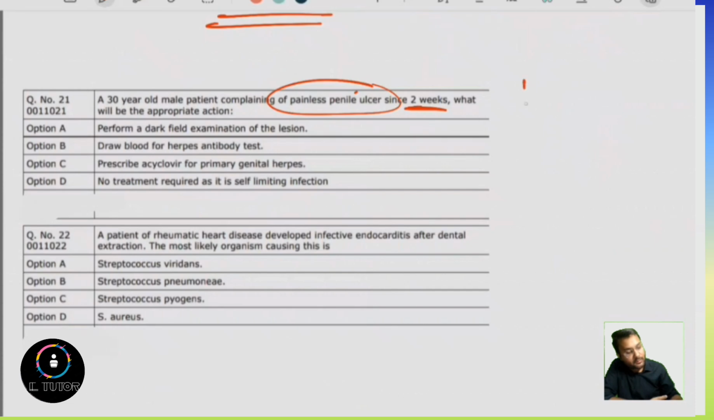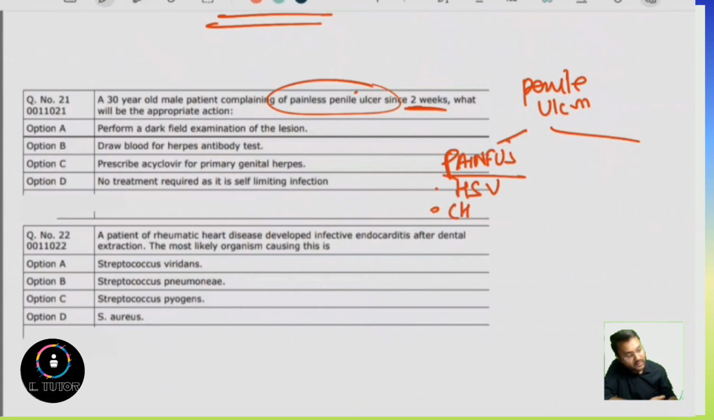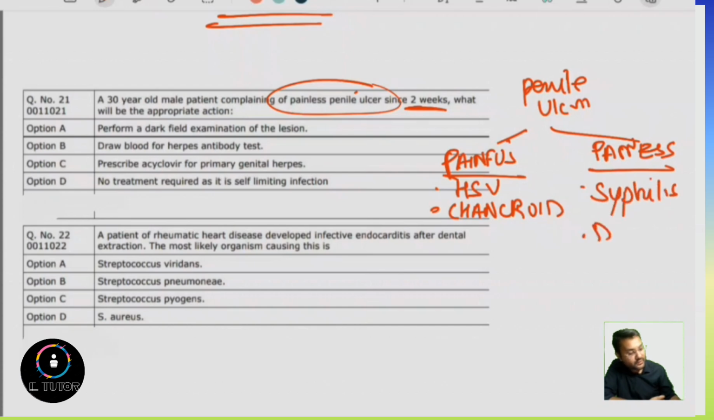So if we talk about penile ulcer, then it can be painful, caused by herpes simplex virus and chancroid, and it can be painless, caused by syphilis or also donovanosis.